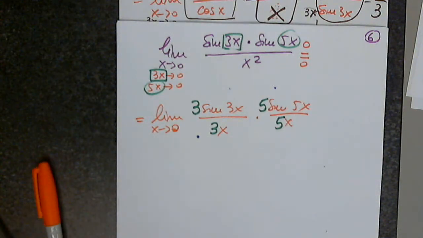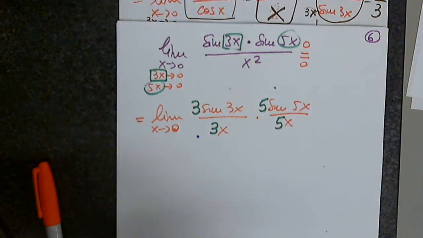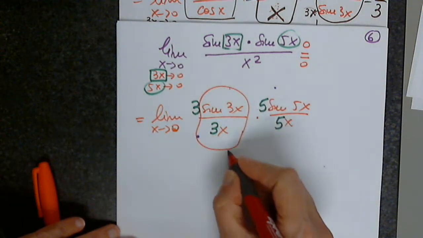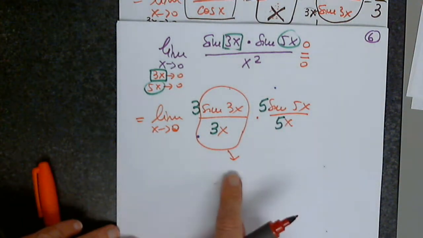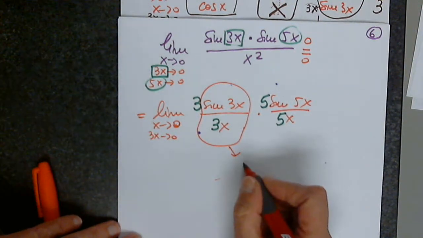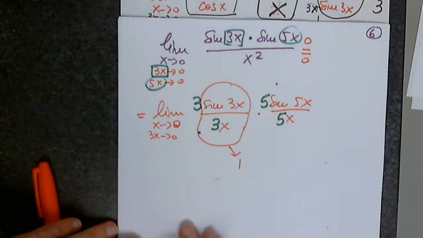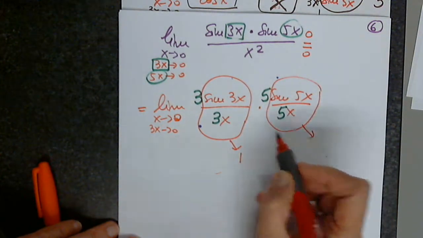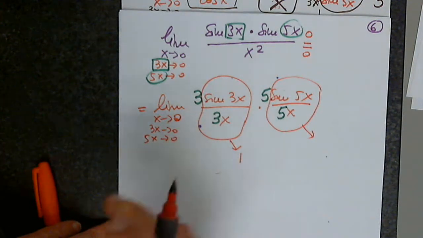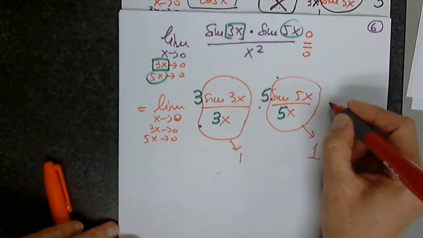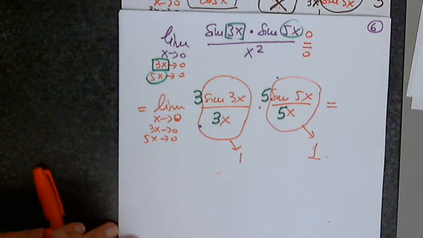However, now I can split it because the limit of this as x approaches 0, or if you want to write as 3x approaches 0, is 1. So the limit of this as x approaches 0, or if you want 5x approaches 0, is the same thing, will be 1. So what will be the final limit then? 15.